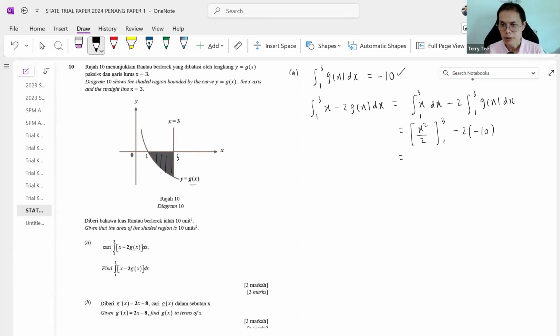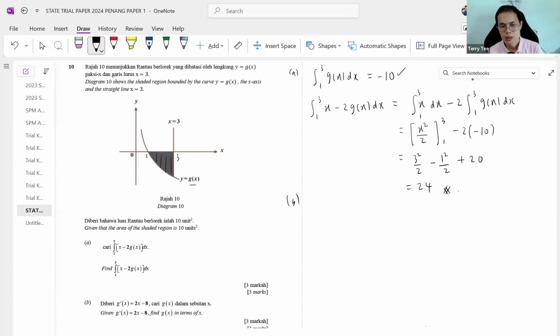Now, let us substitute the upper limit, 3 square over 2, minus the lower limit, 1 square over 2. Negative times negative is positive 20. So here we have 9 minus 1, which is 8. 8 divided by 2, which is 4, right? 4 plus 20, answer is 24. You can use a calculator, right?